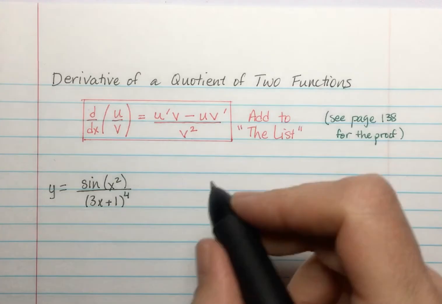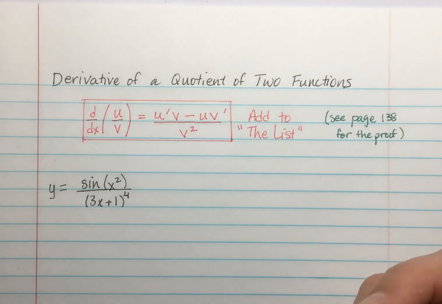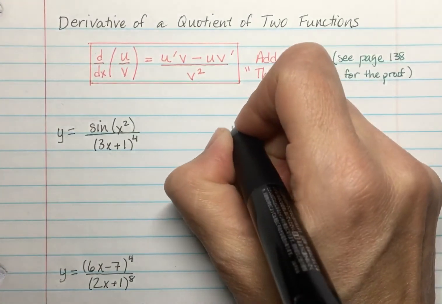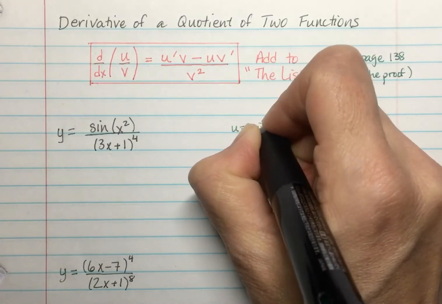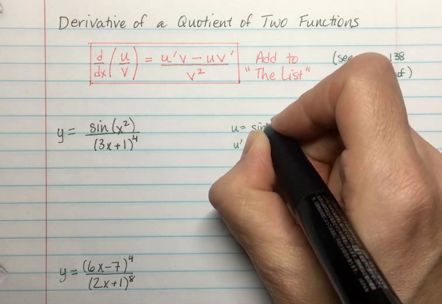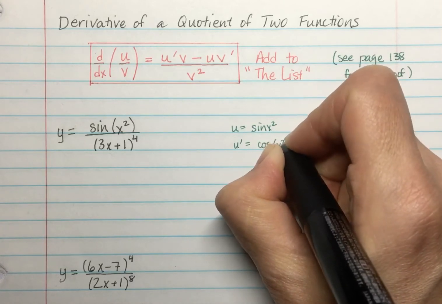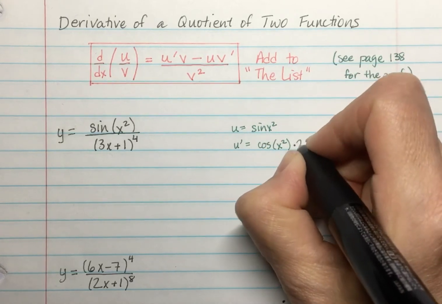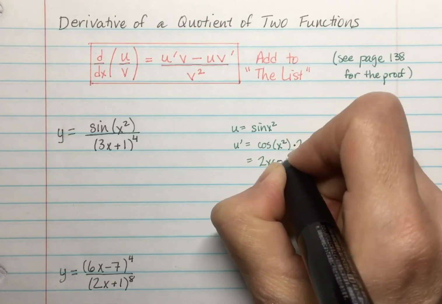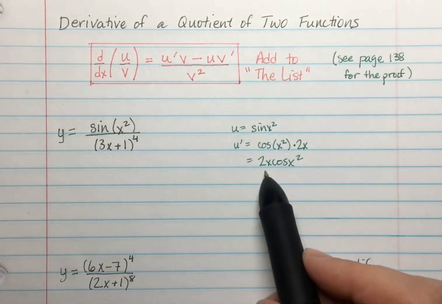So let's look at an example. Just like with the product rule, it's a good idea to list things out. Our u is our top, so u is sine of x squared. And u prime is the derivative of the outside, so cosine, keep the inside the same, x squared, times the derivative of the inside, 2x. I am going to rewrite that as 2x cosine x squared, that way it's a little more compact to write.